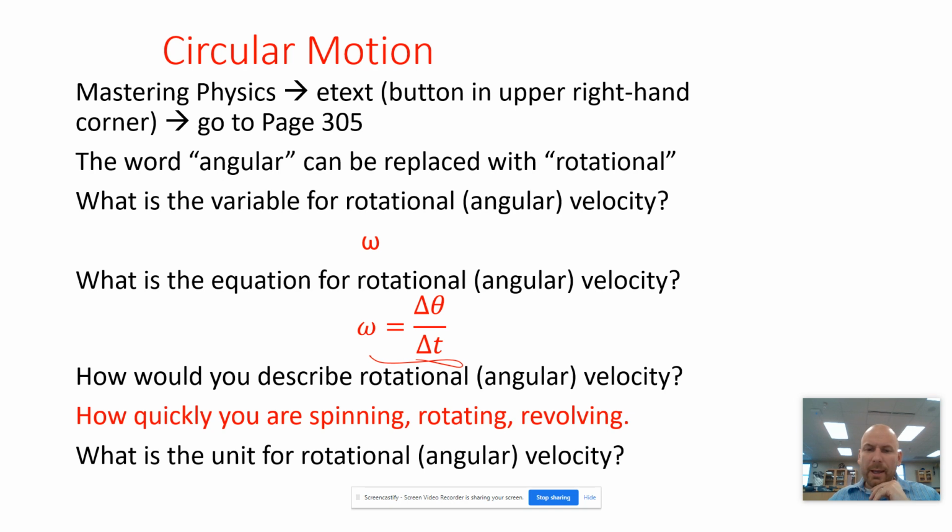So the units for that, you've got a lot of options. It could be degrees per second, rotations per second, or rotations per minute. This is known as RPM, rotations per minute. You might have heard of those. Or radians per second. Radians, if you're in pre-calc, you recognize radians as another way to measure an angle.